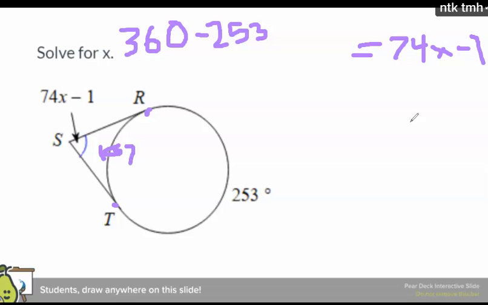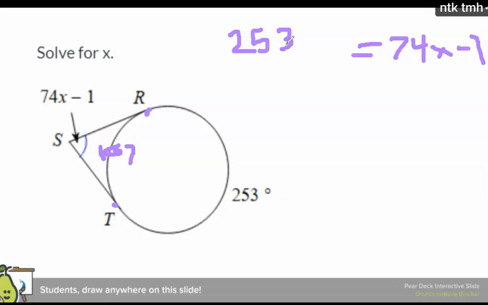Ooh, 107. Awesome. That's perfect, Alonzo. And so now we can set our equation up. So I'm going to bring my eraser over here. And I've got big arc, 253, minus little arc, which is 107, which we found ourselves by subtracting 360 minus 253, divided by 2. So remember, that's a minus sign because this is outside the circle.